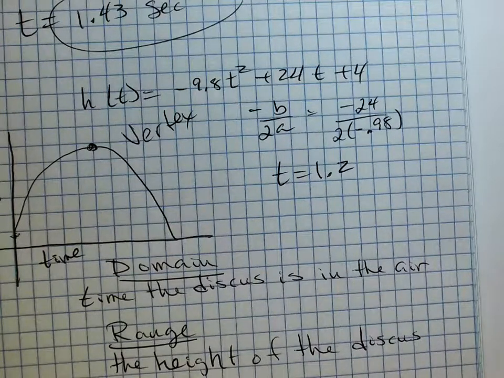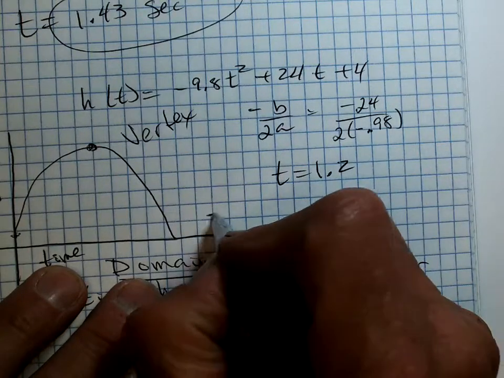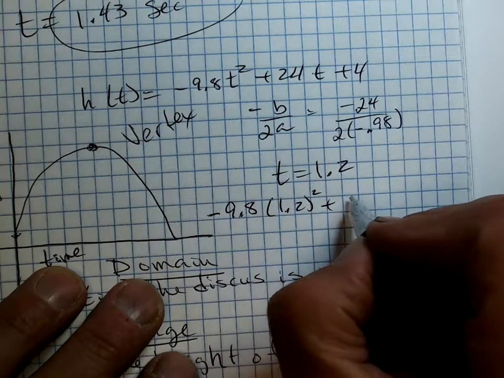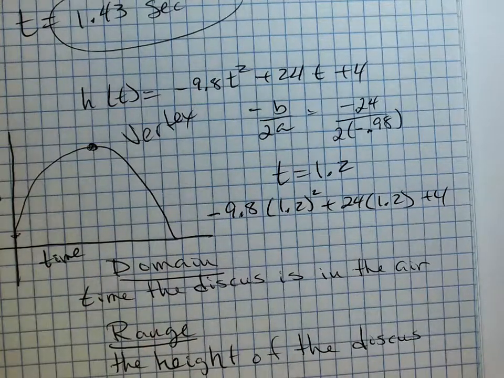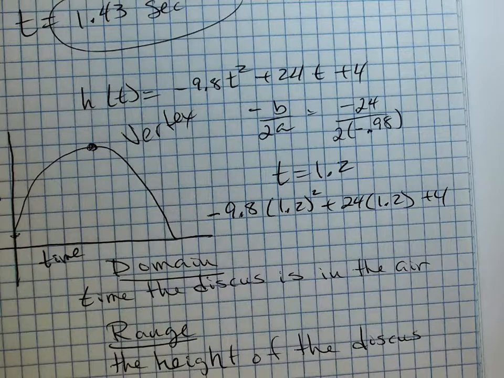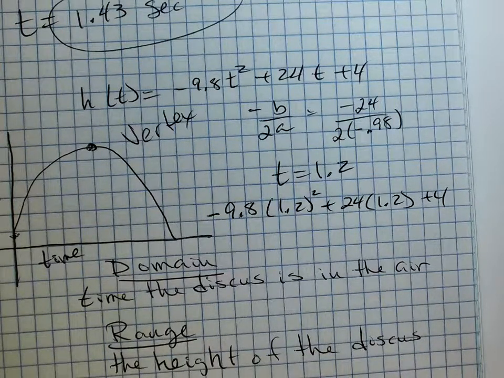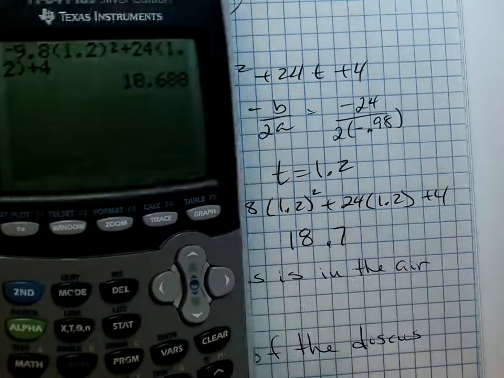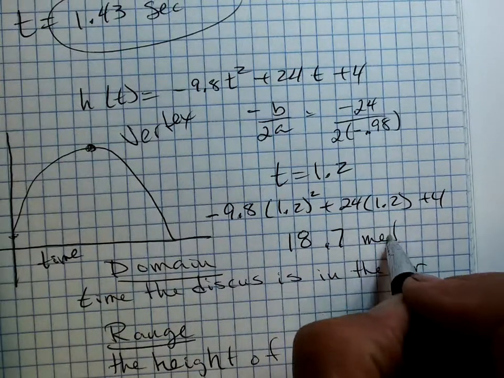So that's the time, but not the height. How do we get the height? Well, let's plug it in. So negative 9.8 times 1.2 squared plus 24 times 1.2 plus 4. And I get about 18.7. We'll round it. 18.68, about 18.7, and that's actually in terms of meters.